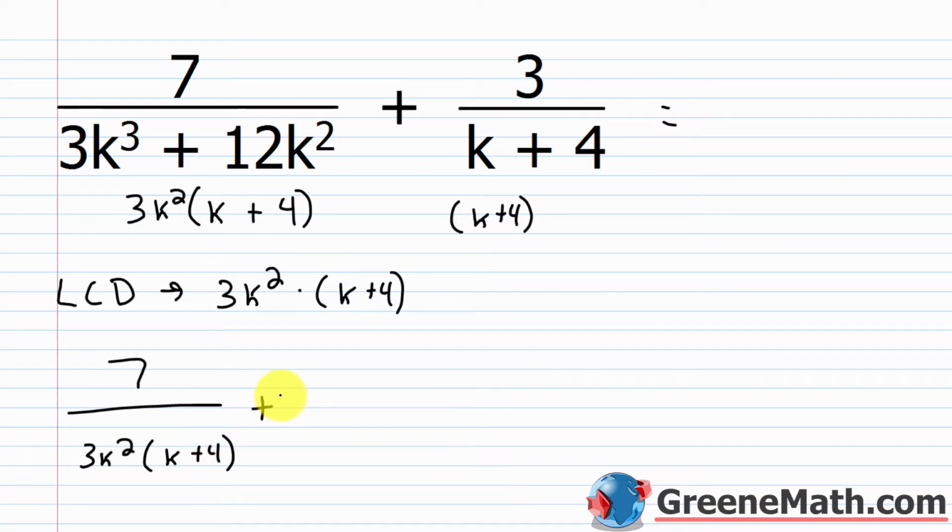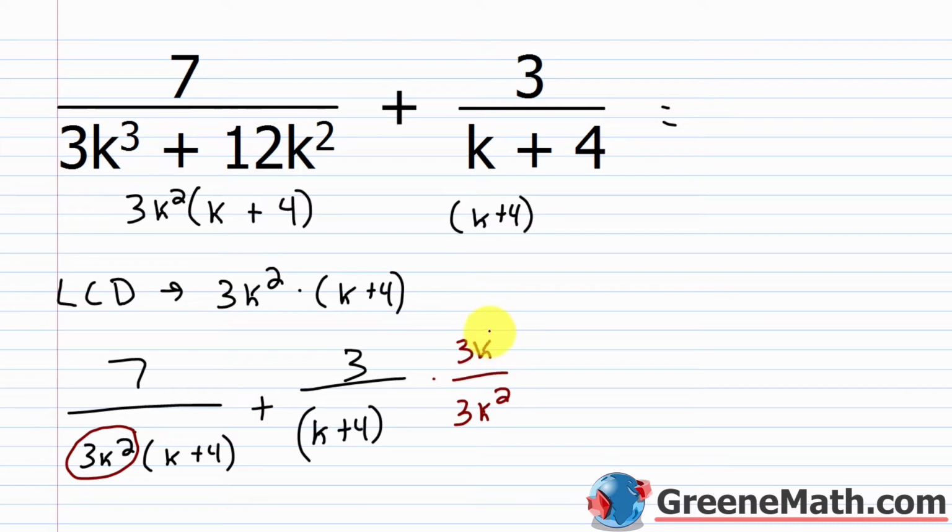Then plus, for this guy over here, we have 3 over k plus 4. Now what would I need to multiply k plus 4 by to make the denominator the same as this? Well, this is what I'm missing, this factor of 3k squared. So I would multiply the denominator by 3k squared, and to make that legal, I need to also multiply the numerator by 3k squared, because I want to multiply by 1, right? 3k squared over 3k squared is 1. Just a complicated form of 1, but it's still 1. Now if I multiply here, 3 times 3k squared is 9k squared.